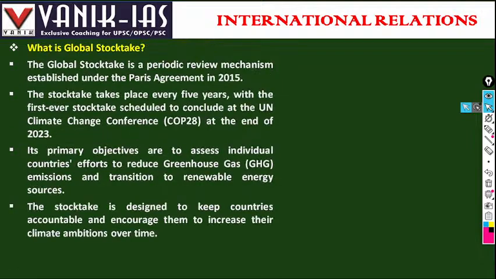The global stocktake is a periodic review mechanism established under the Paris Agreement in 2015. The stocktake takes place every 5 years, with the first ever stocktake scheduled to conclude at the UN Climate Change Conference at the end of 2023. Its primary objectives are to assess individual countries' efforts to reduce greenhouse gas emissions and transition to renewable energy sources. The stocktake is designed to keep countries accountable and encourage them to increase their climate ambitions over time.